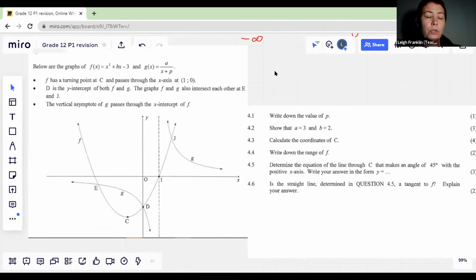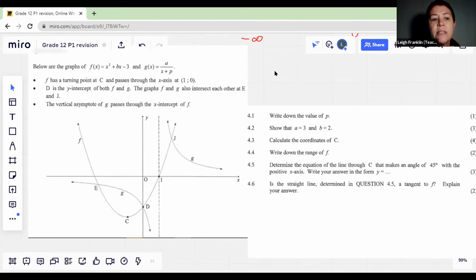Okay, so they've told you that f of x is x squared plus bx minus 3, g of x is a over x plus p. Please notice the value of q is 0. So they've only shifted left and right. They haven't shifted up and down. So the line y equals 0 will be our horizontal asymptote.